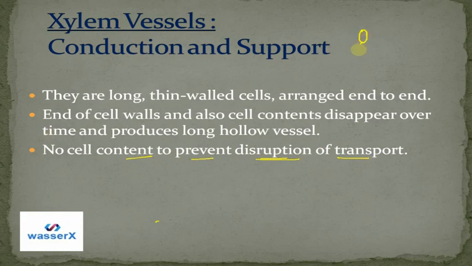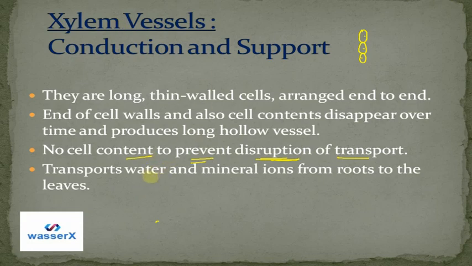So if this is my xylem, there are no contents present here that will prevent the transport. Then what does it do? It transports water and mineral ions from roots to the leaves. Why? Because roots are here in the plant and leaves are here in the plant. Now water is available in soil. So roots are in direct contact with soil. So they will absorb the water and transport it to the leaves. And this is how the water from the soil will reach the leaves. So by means of xylem vessels, the water is transported to leaves.